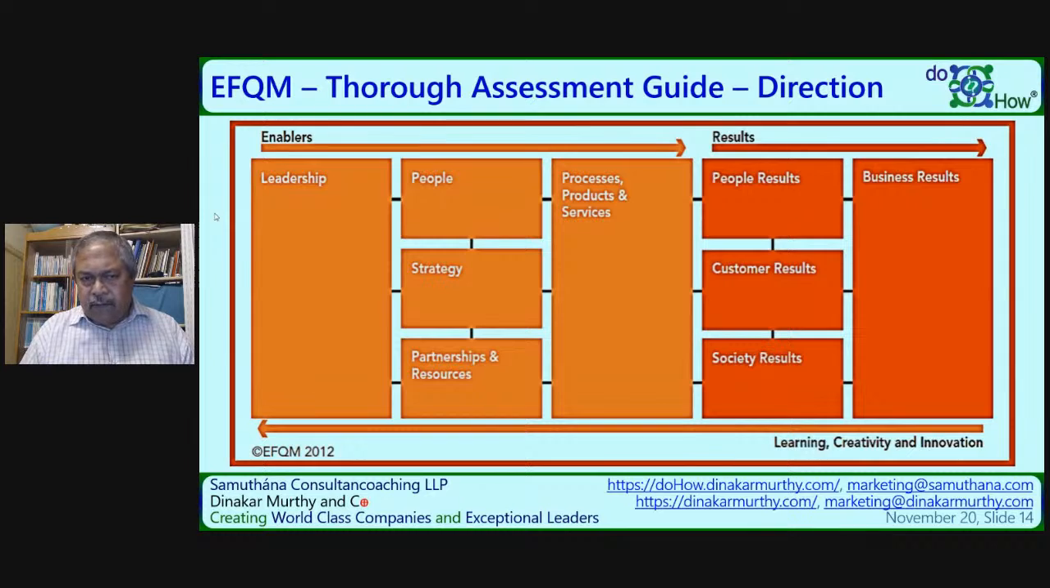Let me talk about the recent one which I did, where the company's turnover is close to about 14,000 crores. And the assessment would begin by the company submitting a report, which is called the position document, which basically talks about what are all the practices that the companies have implemented and what they are doing in terms of leadership, people, strategy, partnerships, processes, products, and services, and how these practices are resulting in exceptional value to each stakeholder. That is what the entire position document would describe, and that is given to all the assessors.